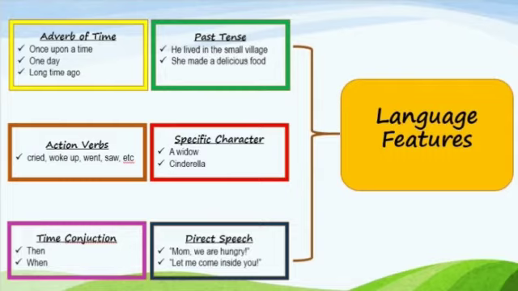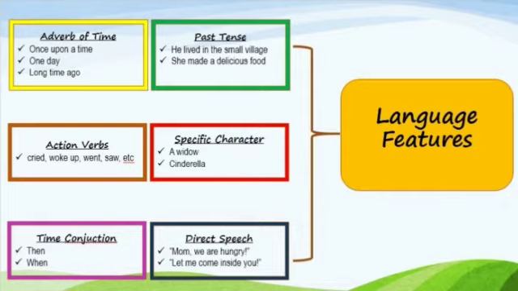Next, past tense, bentuk waktu lampau. For example, contoh, he lived in the small village. Dia tinggal di desa yang kecil. She made a delicious food. Dia membuat makanan yang enak. Remember that. In the past tense, ingat ya, di bentuk waktu lampau atau past tense, use verb two. Dia menggunakan kata kerja bentuk kedua. For example, lived and made. Kata live yang diakhiri dengan kata ed dan made.